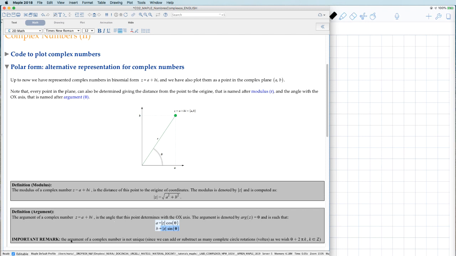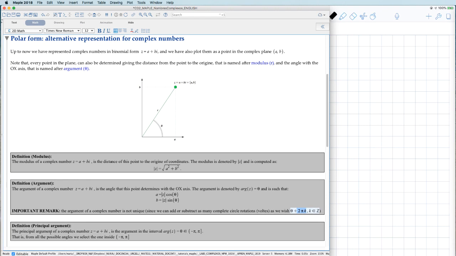The important thing is that the argument of a complex number is not unique, since we can add or subtract as many complete circle rotations, or in Catalan, voltes, as we wish. If we have an angle for a complex number, we can add 2 pi k, where k is an integer, as many times as we want. For instance, an angle of 45 degrees is the same as 45 plus 360 degrees, which is 2 pi.